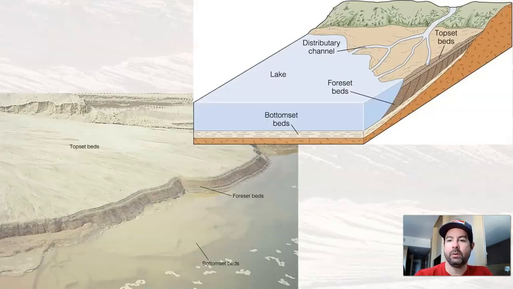So here's what we see. Again, these are simple deltas, where we see streams flowing into lakes. All right. So we have again the bottom set beds, we have the foreset beds, and then we have the top set beds. These layers are indicative, again, of simple deltas.